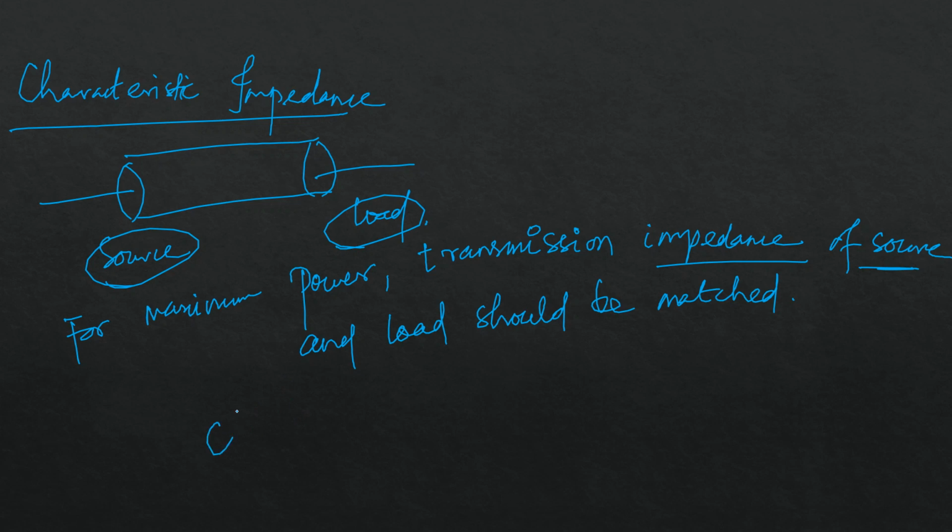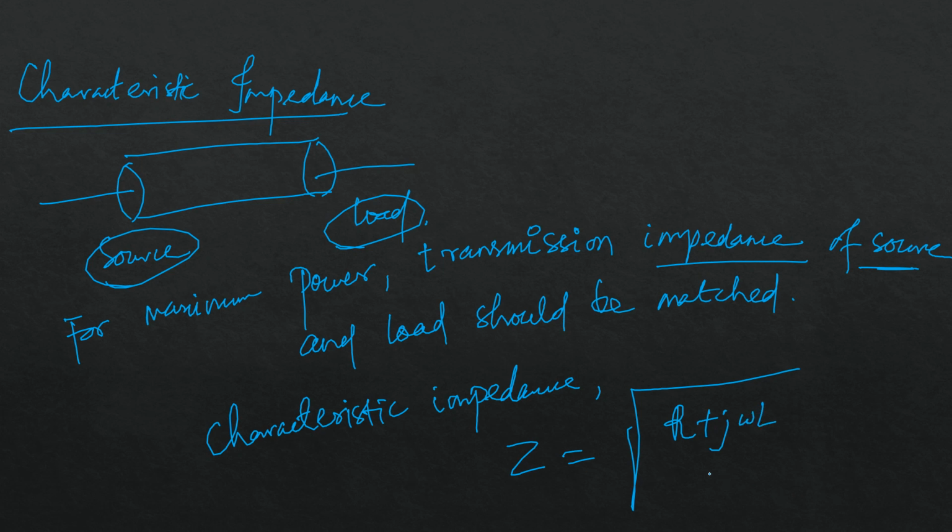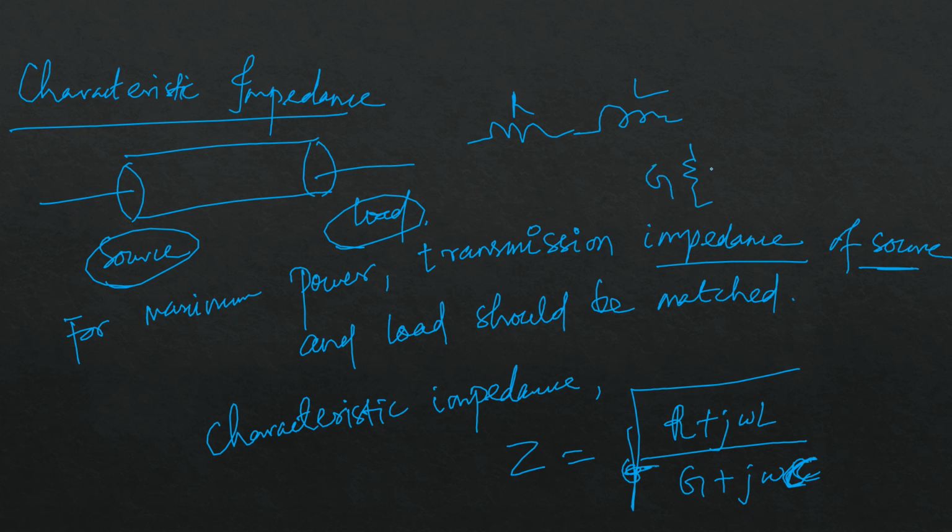So the formula, if I write characteristic impedance, that we write by Z. Z is equal to root over of R plus j omega L, whole divided by G plus j omega C. See how to remember this one. This is your resistance, along with it L was connected. There was this conductance, and along with it capacitance was connected. So Z is equal to root over of R plus j omega L divided by G plus j omega C.